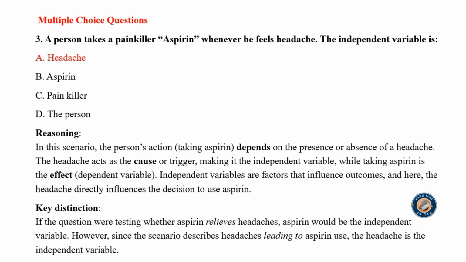because in this scenario, the person's action of taking aspirin depends on the presence or absence of a headache. The headache acts as the cause or trigger, making it the independent variable, while taking aspirin is the effect, or the dependent variable. Independent variables are factors that influence outcomes, and here the headache directly influences the decision to use aspirin. If the question were testing whether aspirin relieves headaches, aspirin would be the independent variable. However, since the scenario describes headaches leading to aspirin use, the headache is the independent variable.